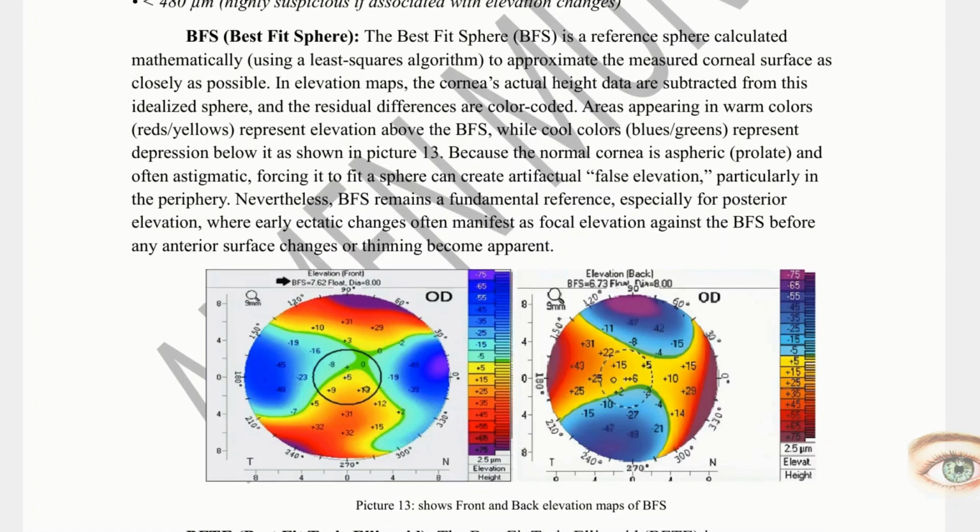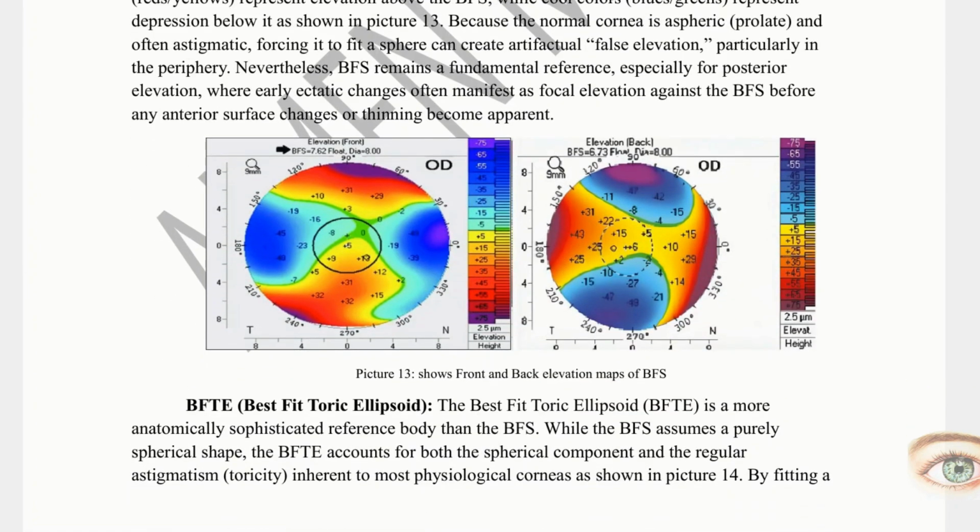Now, let's look for these maps in the document. These maps are taken from a Pentacam, and this right here is a best fit sphericity anterior elevation, and this right here is a best fit sphericity posterior elevation. Now, as you can see, there are some signs: +9. This is +9 microns higher than the reference line. This right here is +2, +6, +10, right?